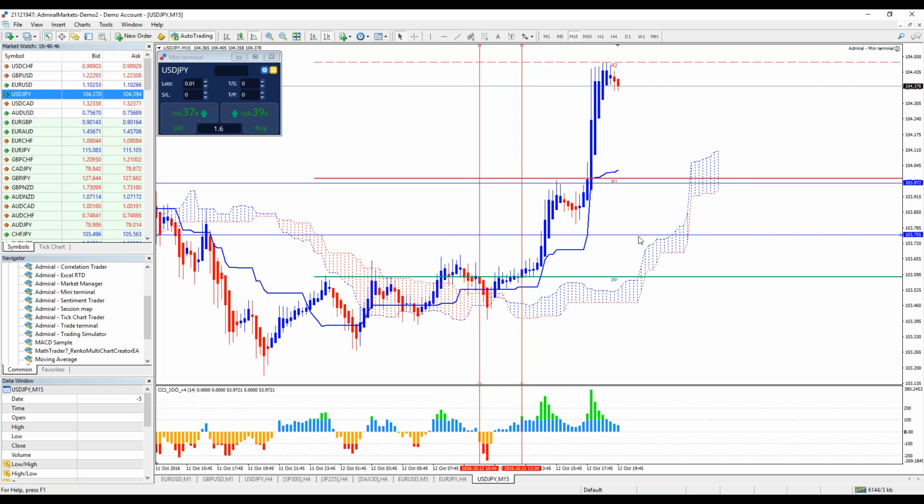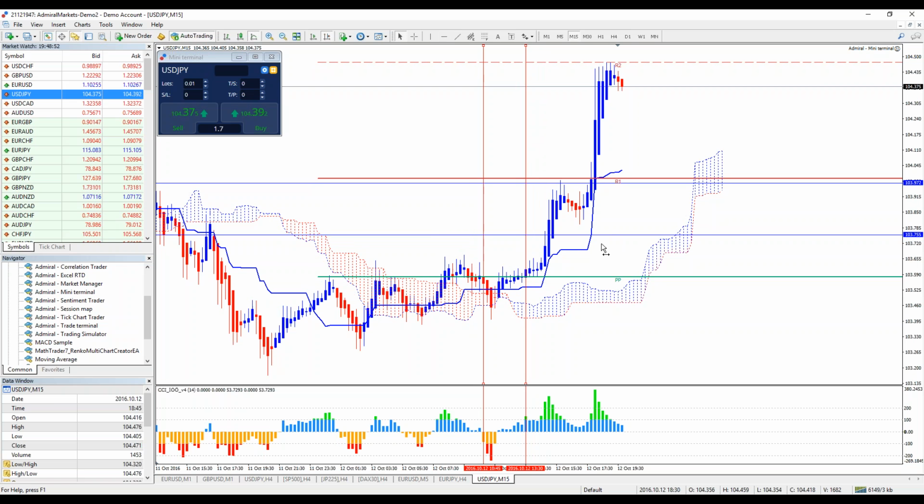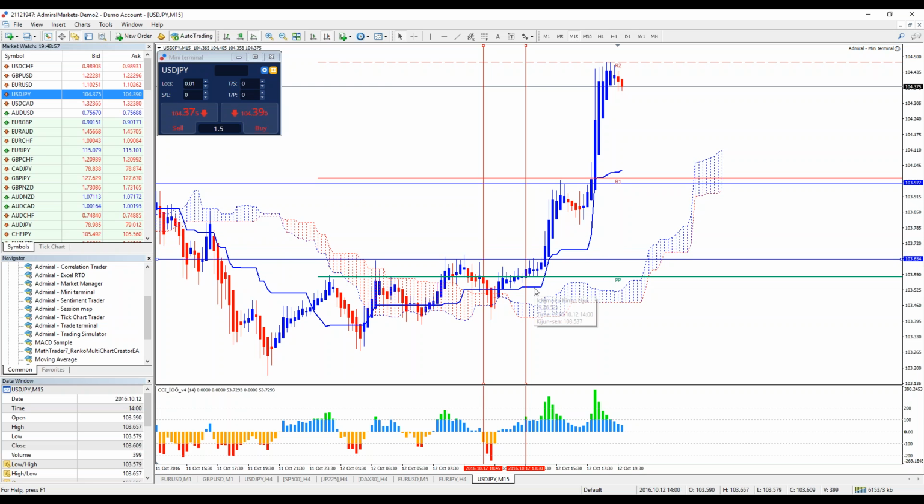Okay, so your entry is 65. Now watch this, guys. 65 here, and yeah, here was your entry, and your stop is really small here. You see, 23.4 plus the spread pips. See?